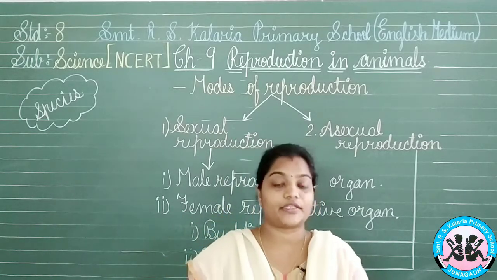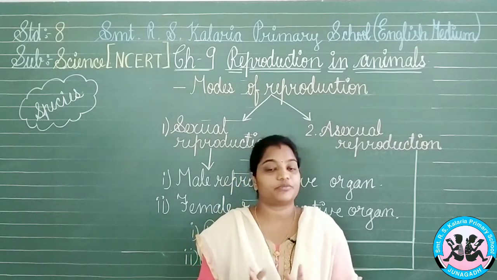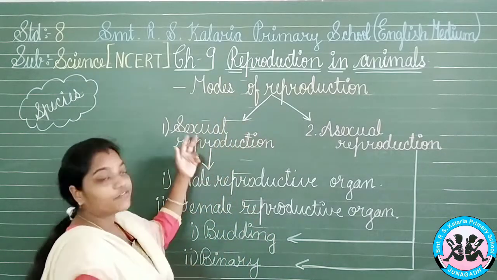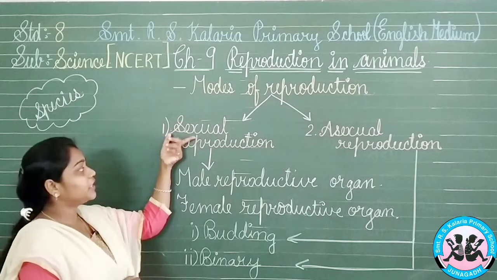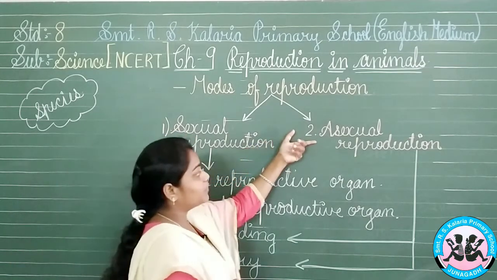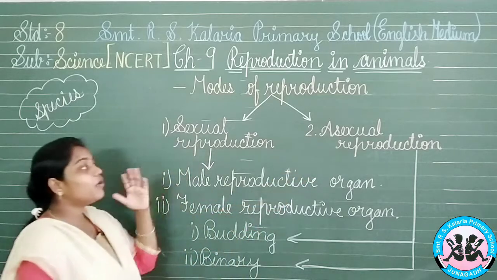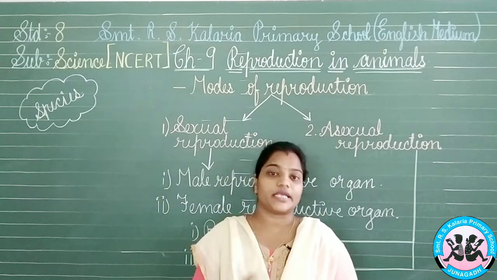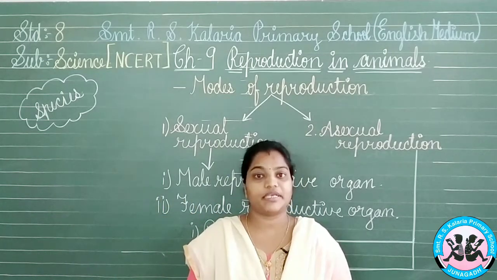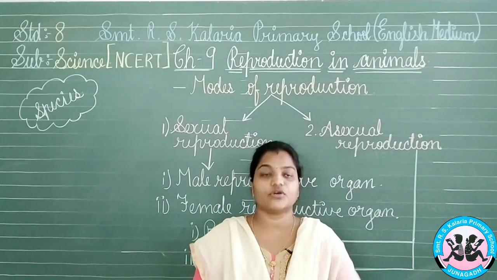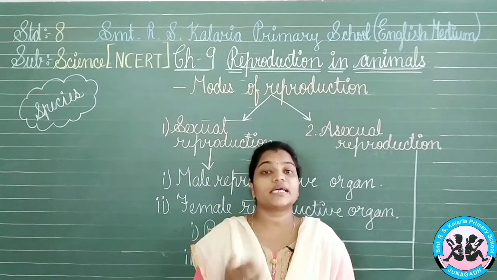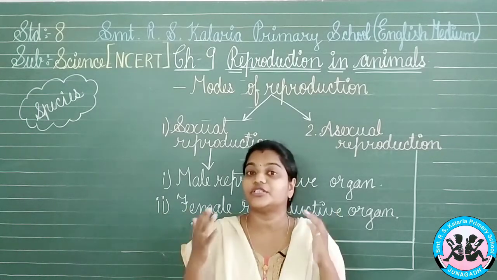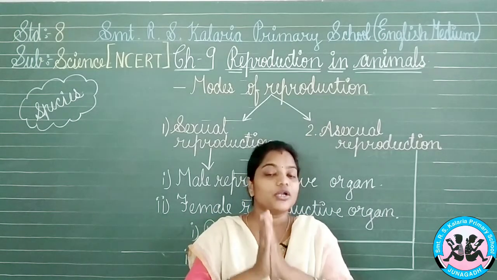Now, let's have a look at the modes of reproduction, meaning how many types of reproduction there are. Here we have two types of modes of reproduction in front of you. The first one is termed sexual reproduction and the second one is termed asexual reproduction. Now, what is the difference between these two? Sexual reproduction means what? We need two different organs, meaning we require the male reproductive organ and the female reproductive organ. When the gametes are formed, they turn into the zygote and slowly it turns into a baby. Okay, so let's have a look at that.